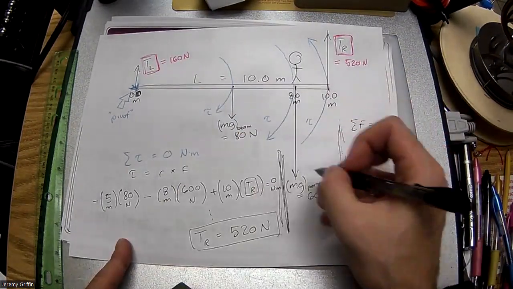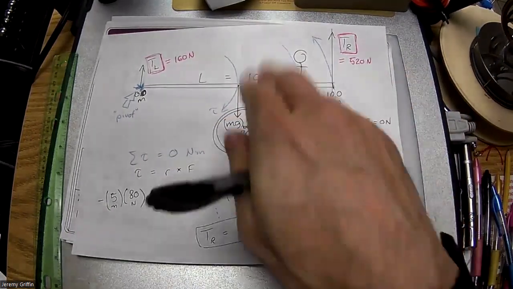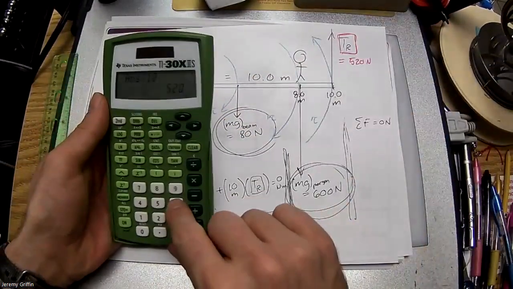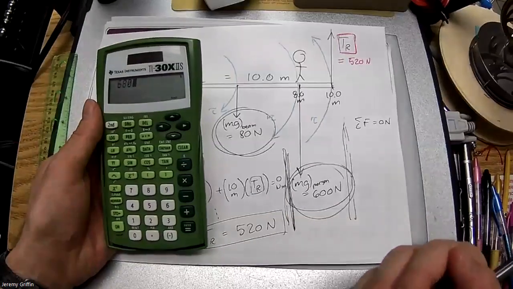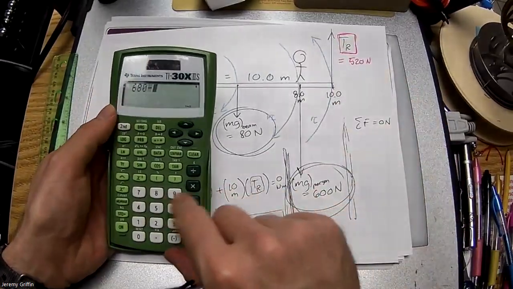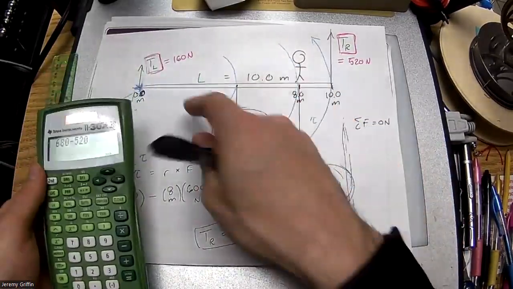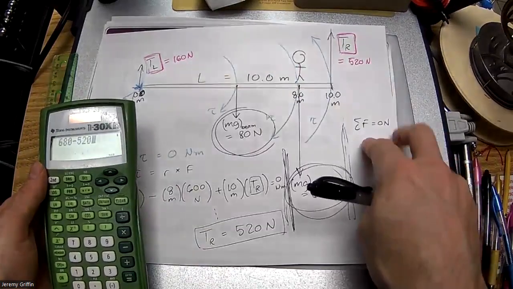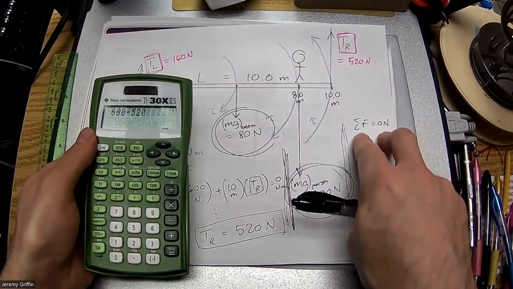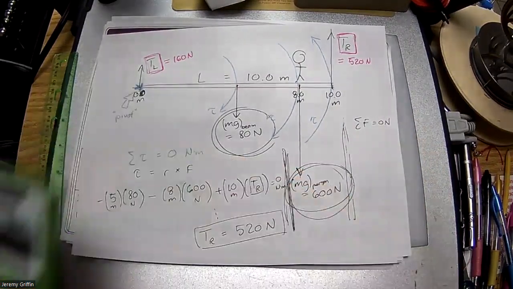Well, my 2 downward forces are 600 newtons and 80 newtons, so there's a total of 680 being pulled down. Oh, I've got 520 pulling up, so I'll subtract that. And then that difference tells me what the left tension must be to restore balance so that everything zeroes out. And that is up 160 newtons. It's another way to do it.